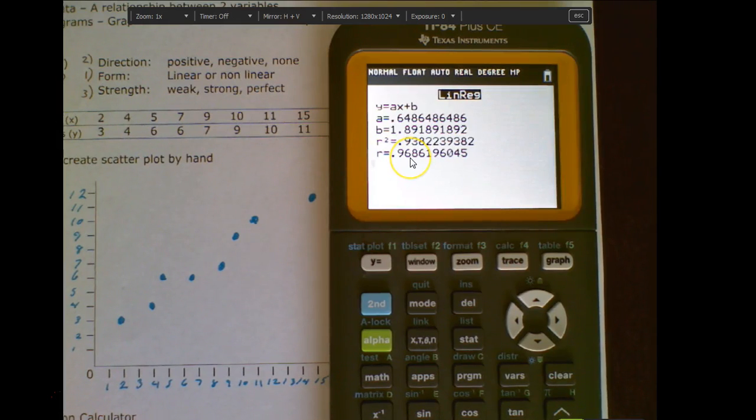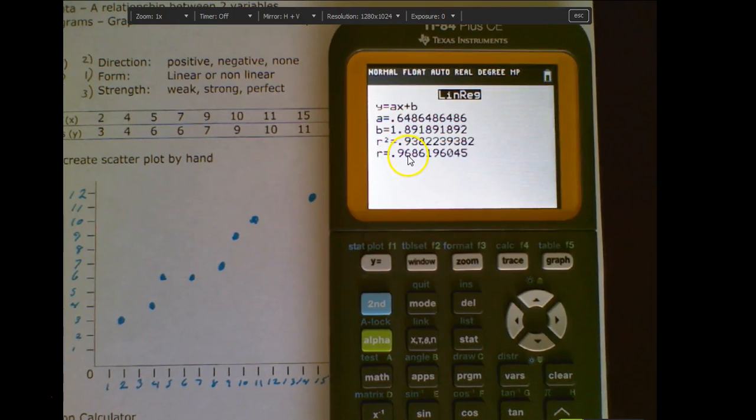And so this is the way you can always do it for all of our test questions, is right off of your calculator. We will always round this to 3 sig figs. So 0.969 would be the correlation coefficient for this set of data. So that's the way you can get it for all of your problems for here on out for this chapter, as well as for the test.